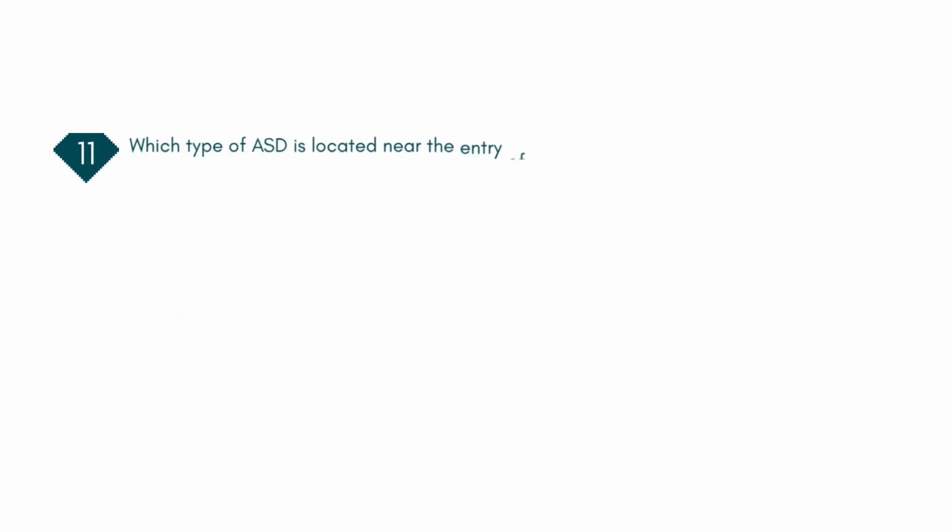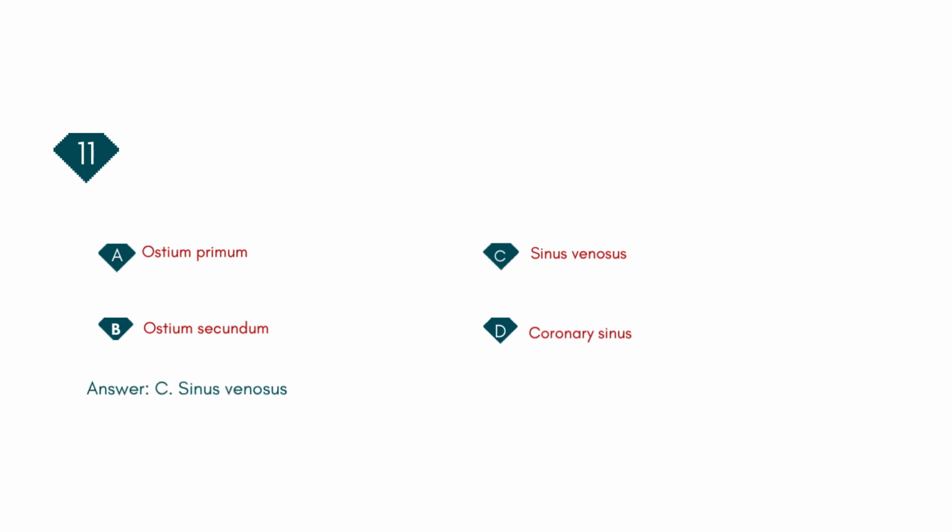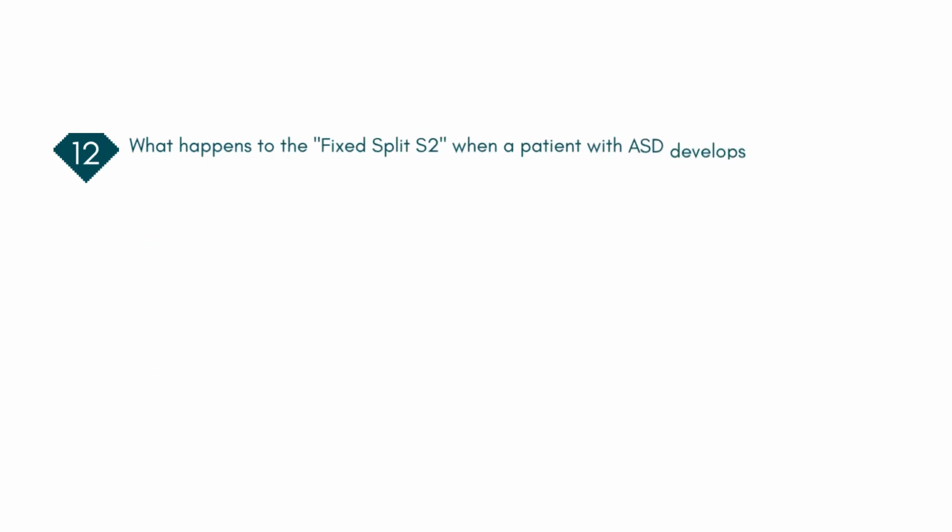Which type of ASD is located near the entry of the inferior vena cava, IVC, or superior vena cava, SVC? A. Ostium primum. B. Ostium secundum. C. Sinus venosus. D. Coronary sinus. Answer: C. Sinus venosus.